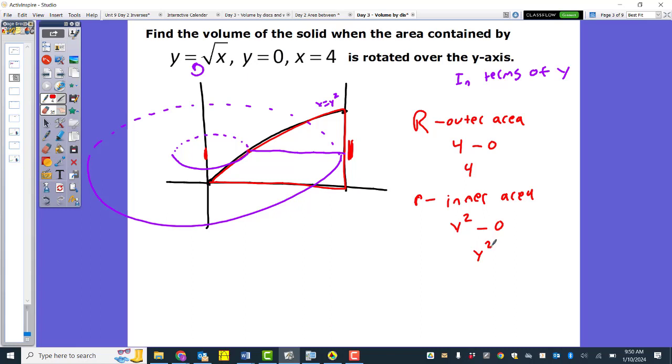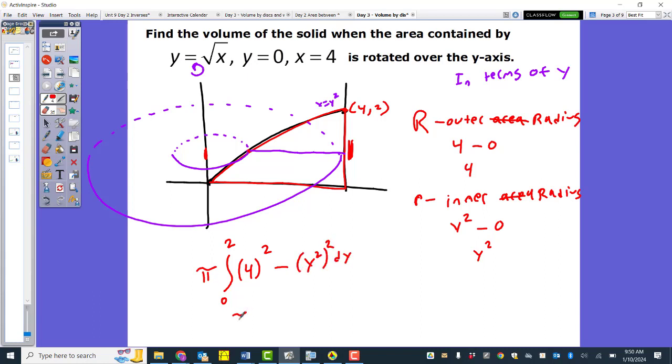So what we end up with is pi, the integral from 0 to, and we're doing it in terms of y, so we need a y value there. That's the y value of 2, from the point 4 comma 2. So 0 to 2 of the outer radius, inner radius. The outer radius squared minus the inner radius squared. So we end up with pi integral from 0 to 2 of 16 minus y to the 4th dy.